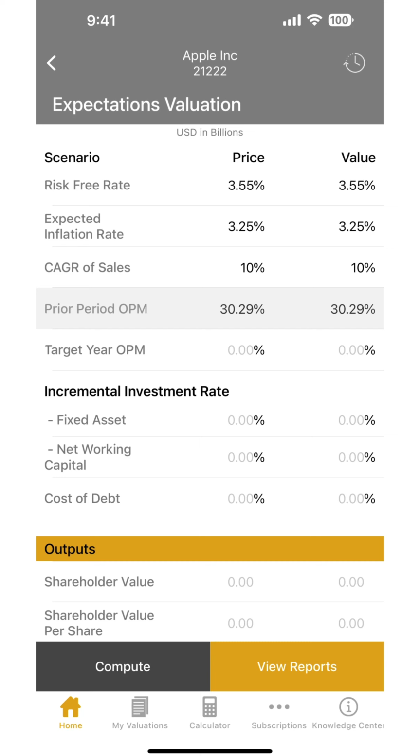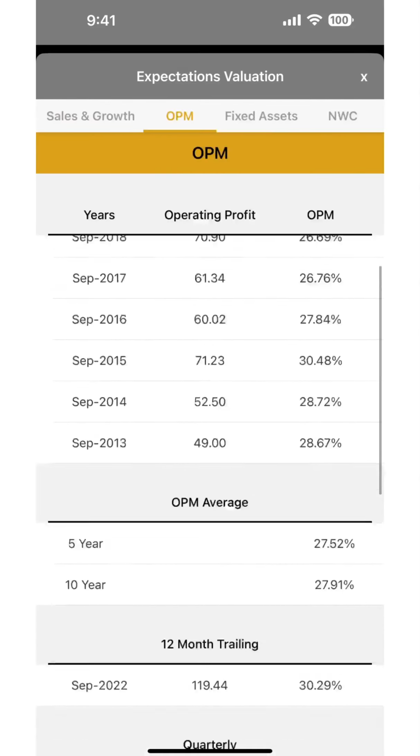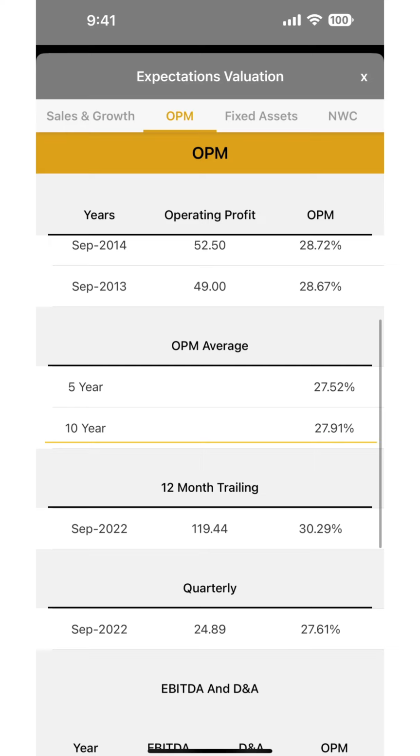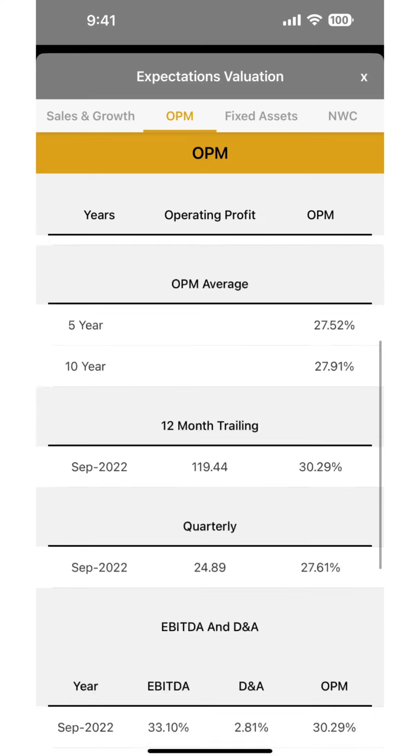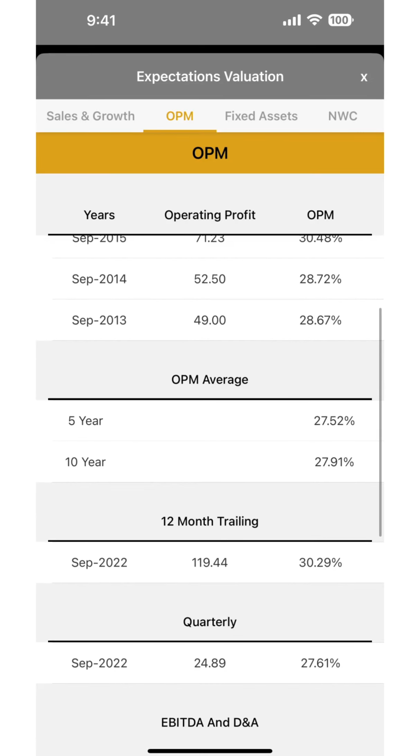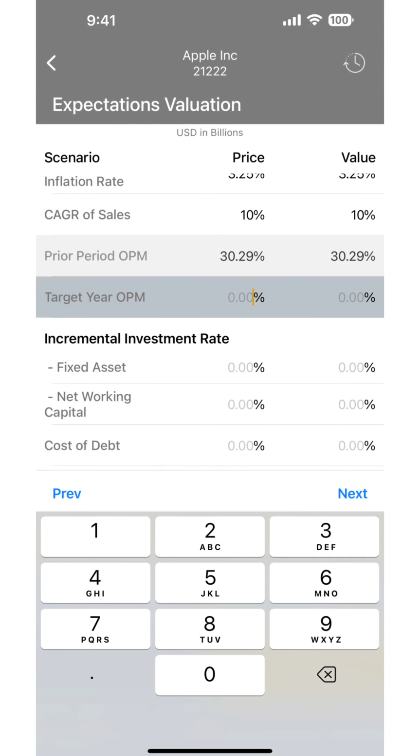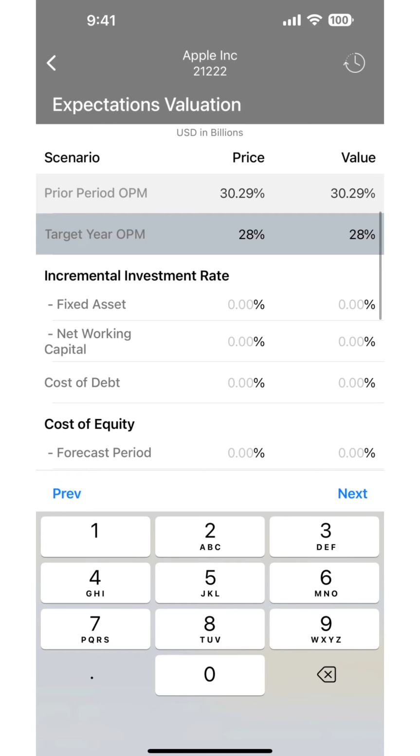The company reported an OPM of 30.29% during the prior period ended September 30th, 2022, and the average during the past 10 years has been 27.9%. So let's assume it will sustain at 28%. So we assume the target operating profit margin will be 28%.